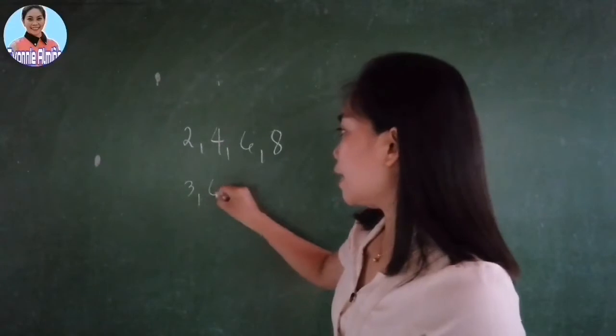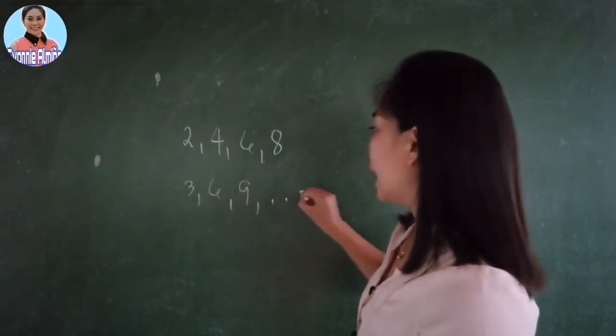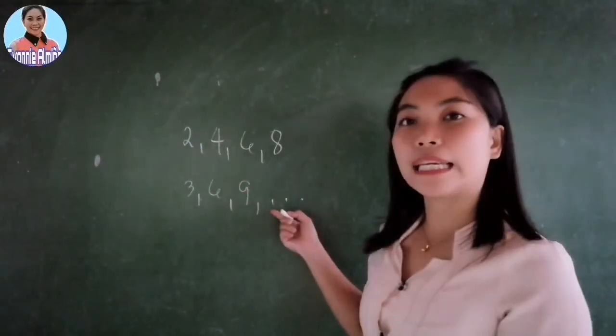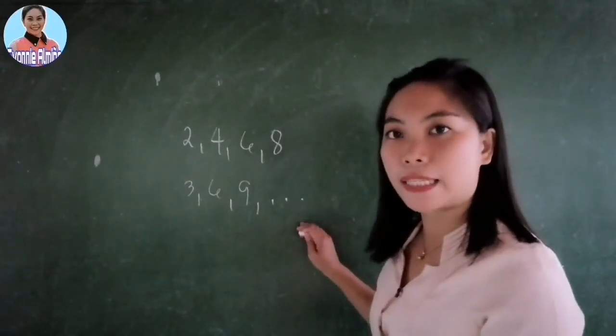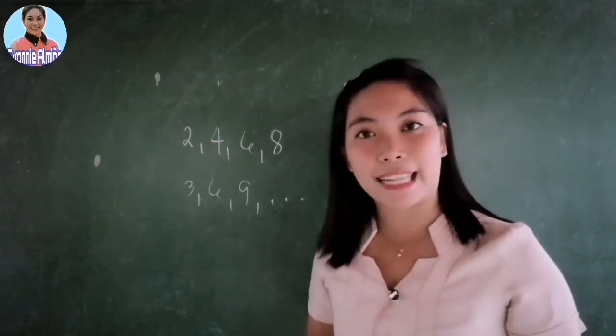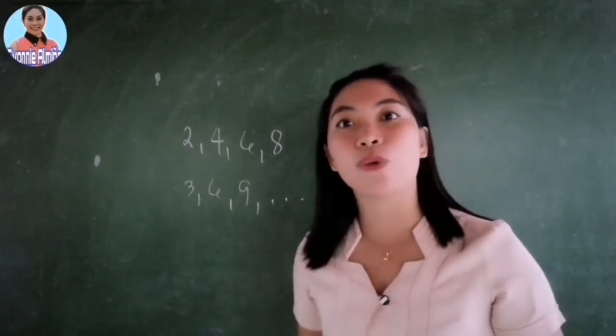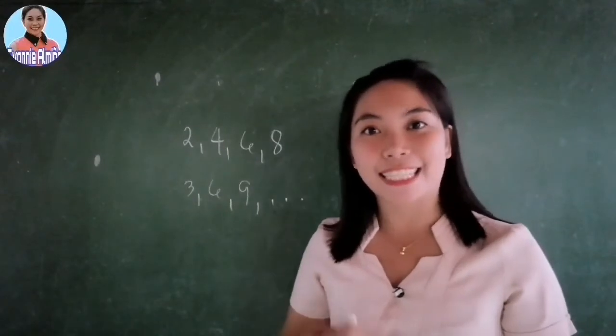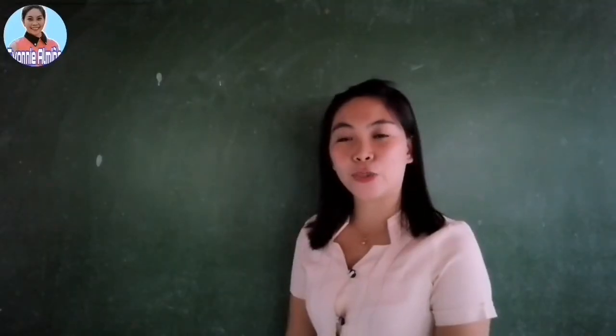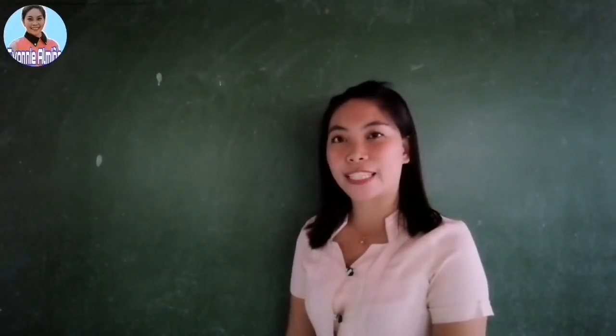So you have 3, 6, 9, then kapag nakakita po kayo ng tatlong dots, ibig po sabihin yan ay ellipsis, meaning it is endless. So it implies no ending. So this one is an example of infinite sequence. Now let's proceed to listing the terms of a sequence.